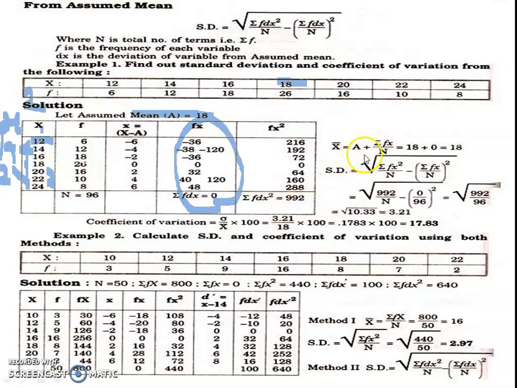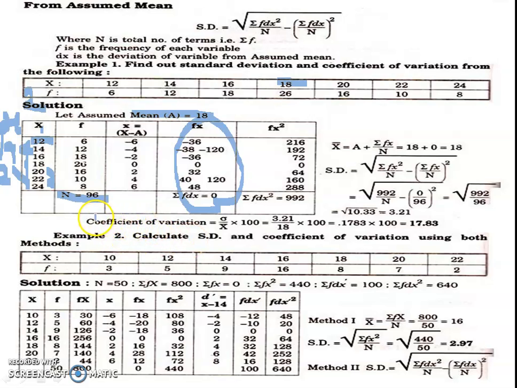Assumed mean formula: x bar is equal to a plus summation fx upon n. Here a is the assumed mean we have to consider. Summation fx upon n, the total we have to take, is 0. So 0 upon 96 plus 18 is the mean. Now the formula: SD is equal to square root of summation fx square upon n minus bracket summation fx upon n whole bracket square. We put the values: 992 upon 96 minus 0 upon 96 whole bracket square. So the final answer is 992 upon 96. Where do we get n? It is 96. So we derive the square root of 10.33, which is 3.21.